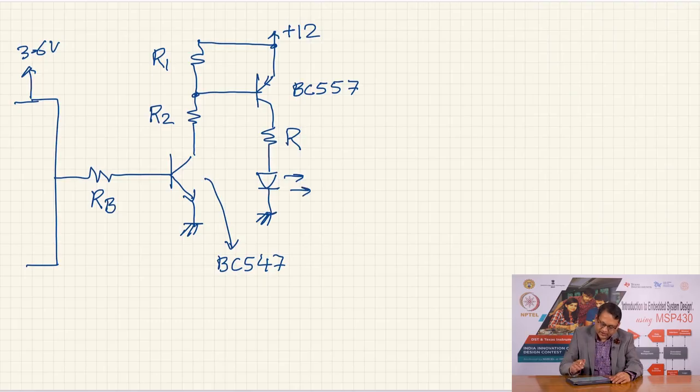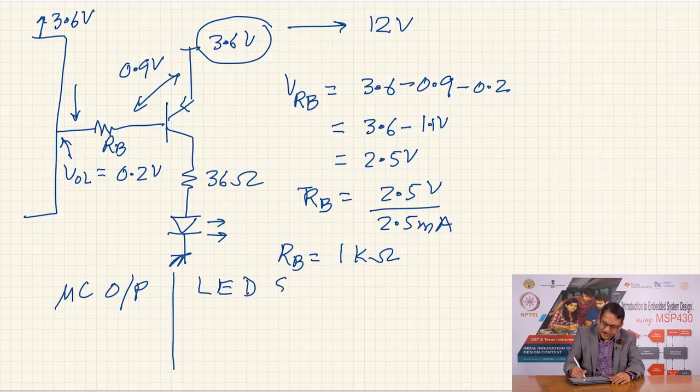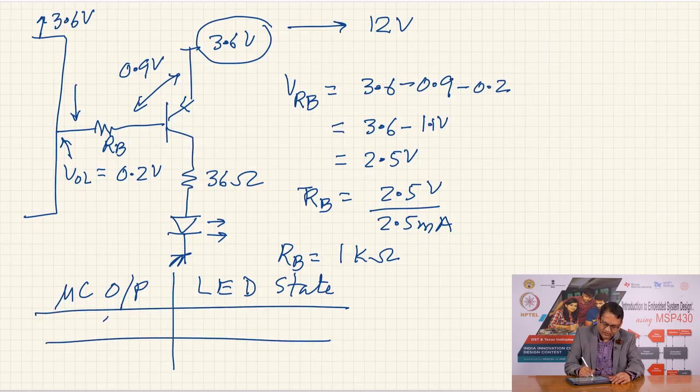So, if I see the earlier case, LED state, rather the microcontroller output as a function of LED state. What do we have? That if the microcontroller output is 1, this transistor cuts off. So, LED is off, and when the microcontroller output is logic 0, the LED becomes on.